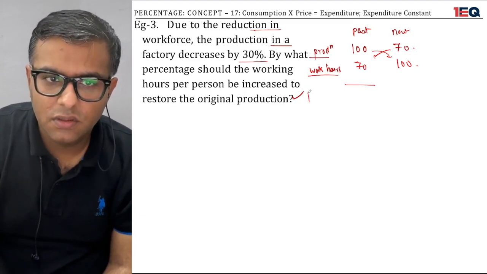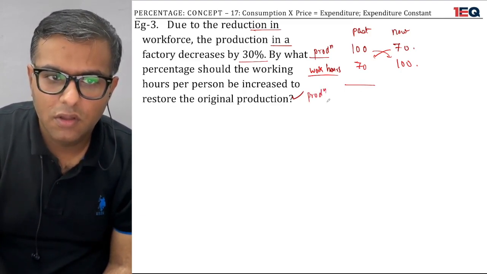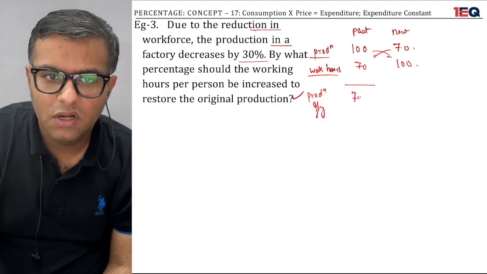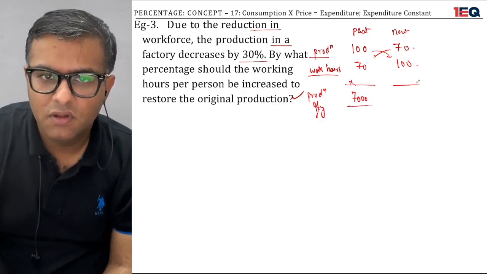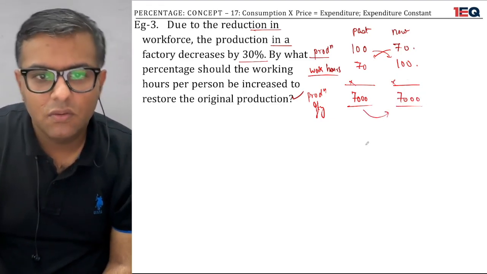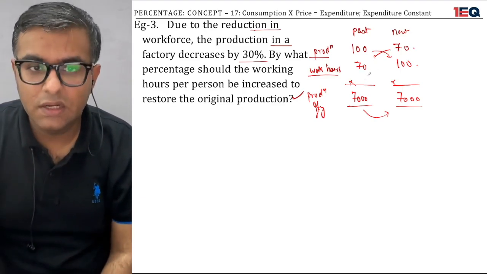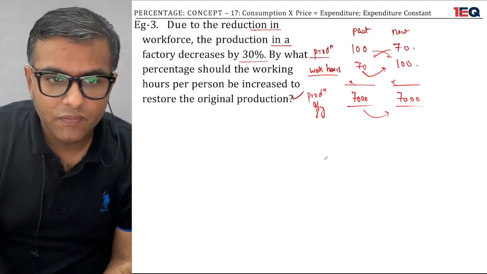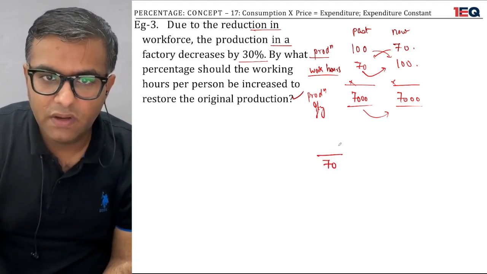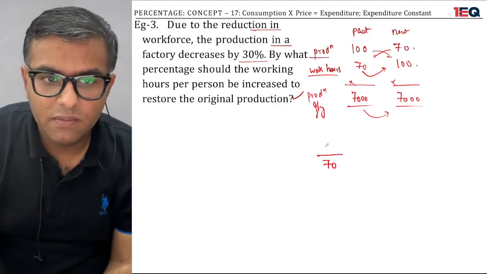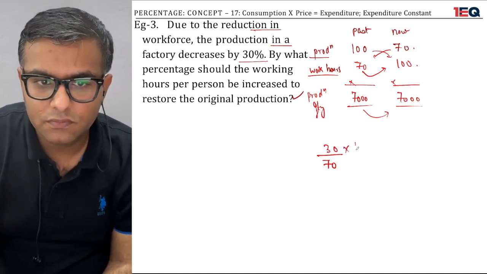Talking about the production quantity, it is 7,000 here. When I multiply the two above, it again becomes 7,000. So the production quantity remains the same, provided that the working hours have increased. If the base working hours are 70 and it becomes 100, it means 30 working hours are increased.